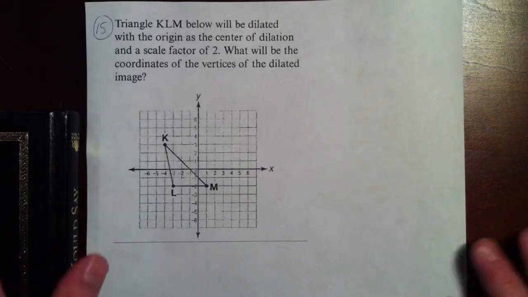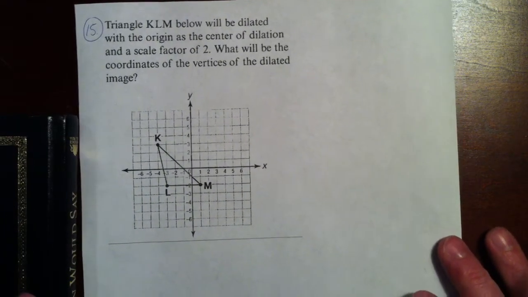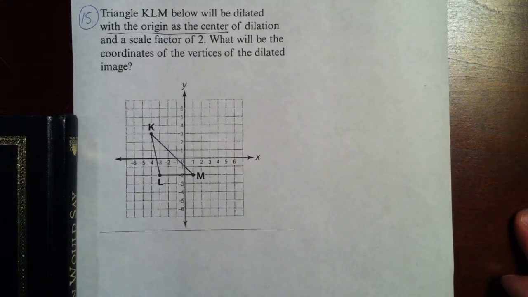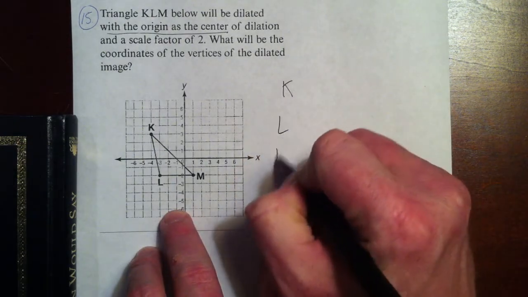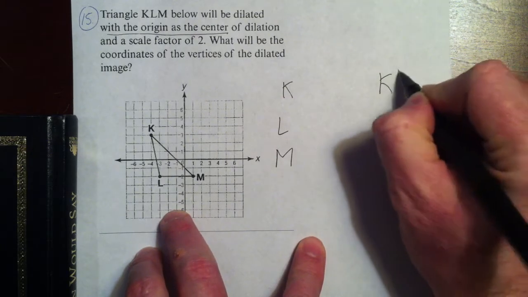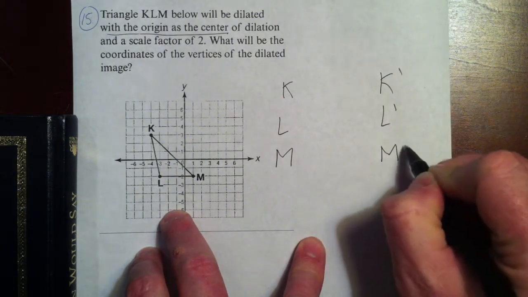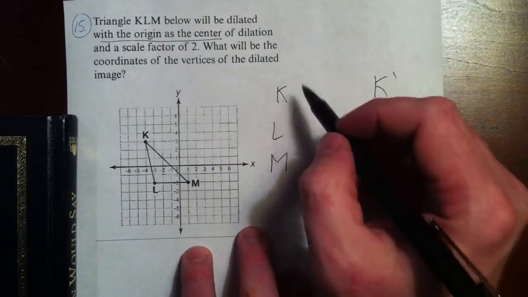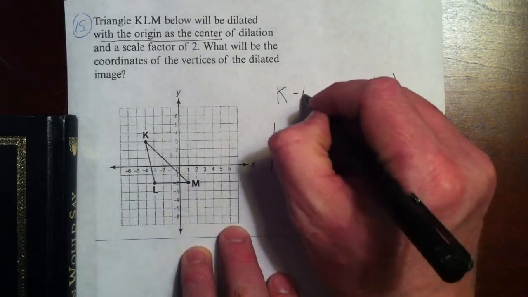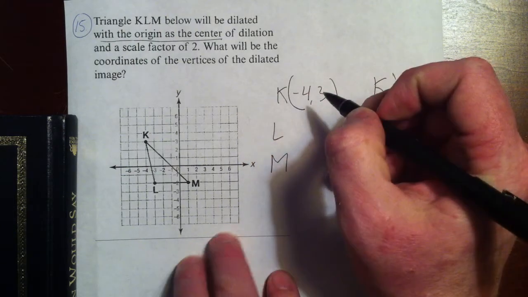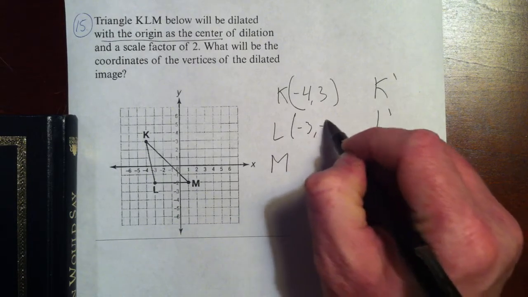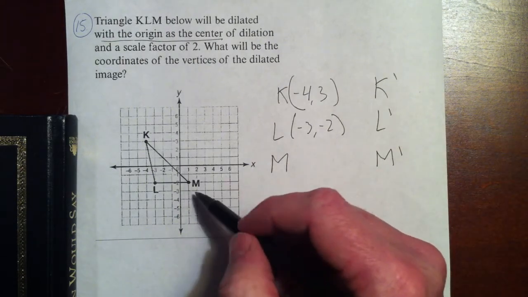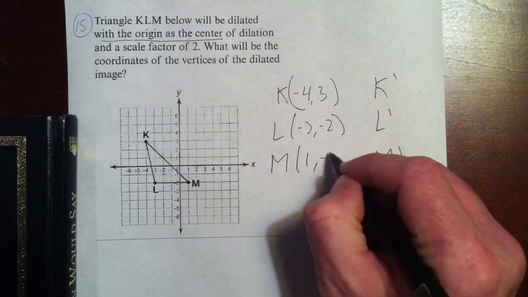And finally, number 15, triangle KLM below will be dilated with the origin as the center of the dilation. Scale factor of 2, so we just need to multiply everything by 2. Let's take a look at K, L, M, K prime, L prime, M prime. What was the original K? Negative 4, 3, negative 3, negative 2, 1, negative 2.